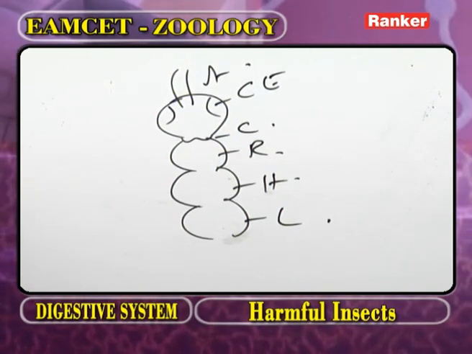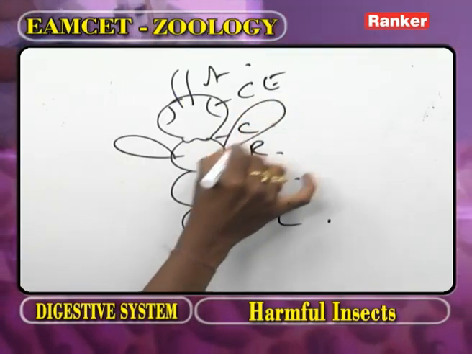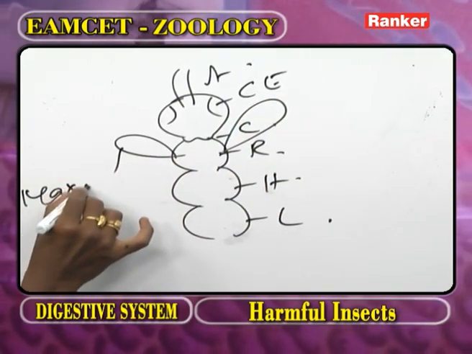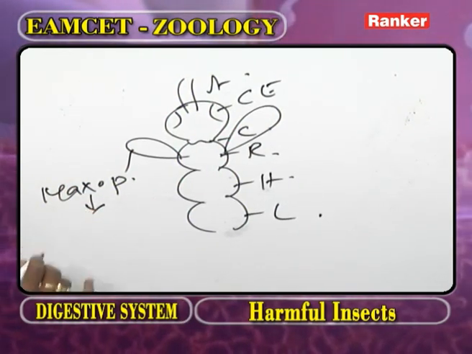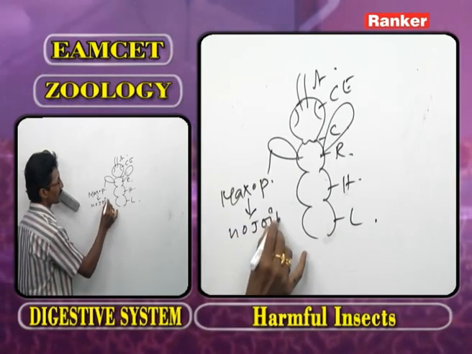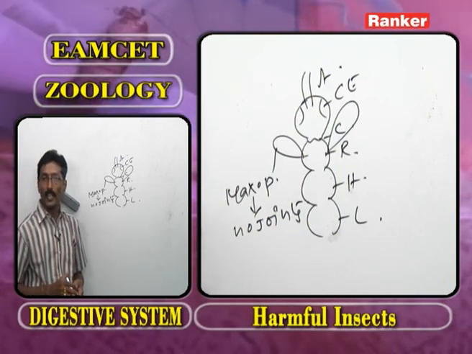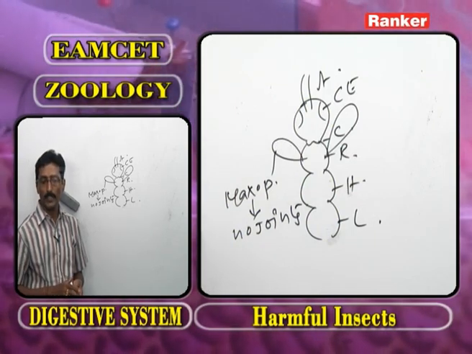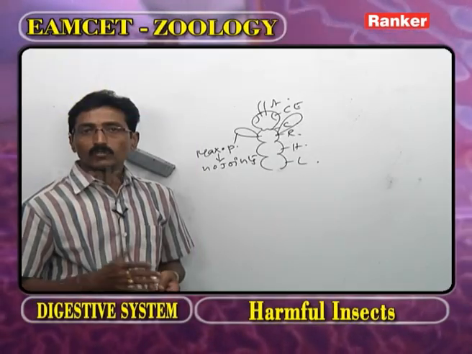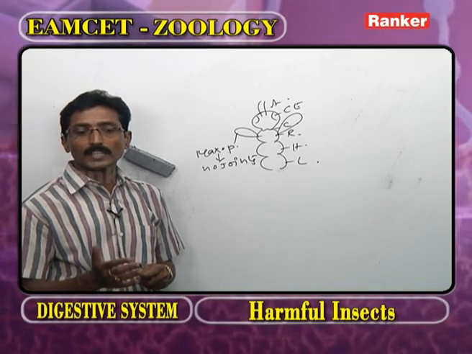Here what is the question? The number of joints in the maxillary palps of housefly attached to rostrum, what are present? Now as we observe the maxillary palps, in the maxillary palps no joints. Based on this information, the options are: one is unjointed, second 2, third 3, fourth many. But here in the maxillary palps no joints. So the answer is the first one.